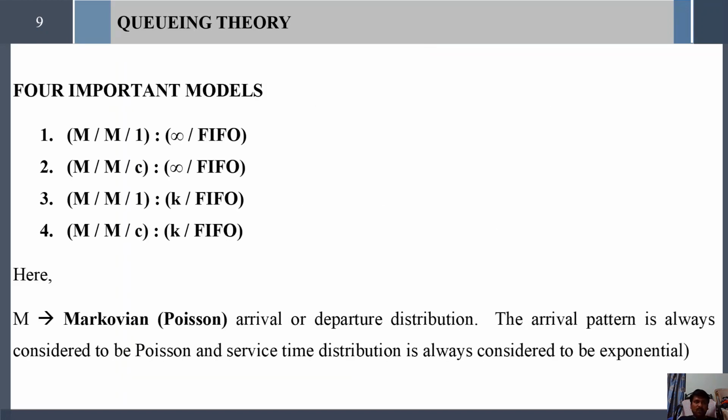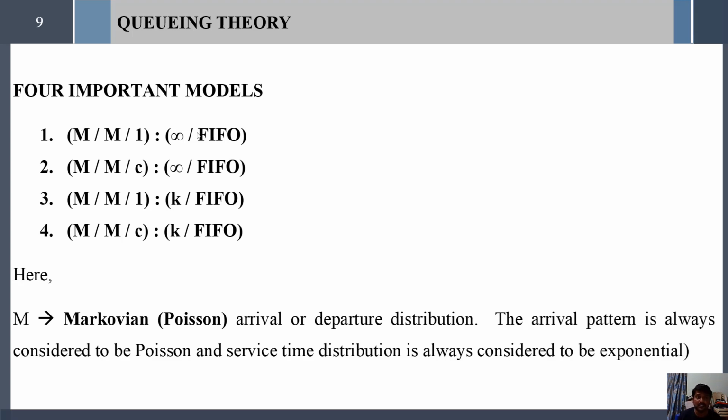And next, the 4 important models. The first one is M/M/1 : infinity/FIFO. Here M defines the Markovian model or Markovian process. The Markovian model is based on the Poisson process only. The first M defines the arrival pattern. The second M defines the service pattern.